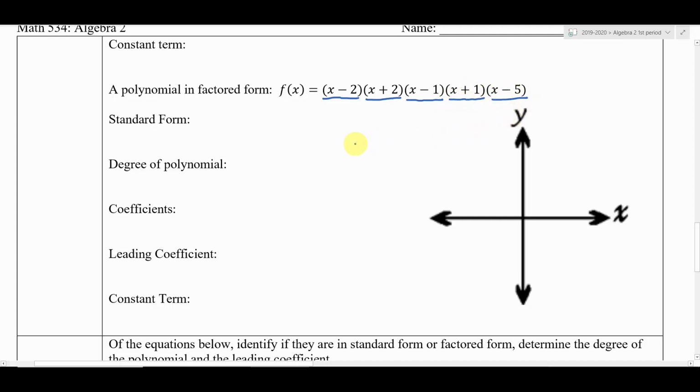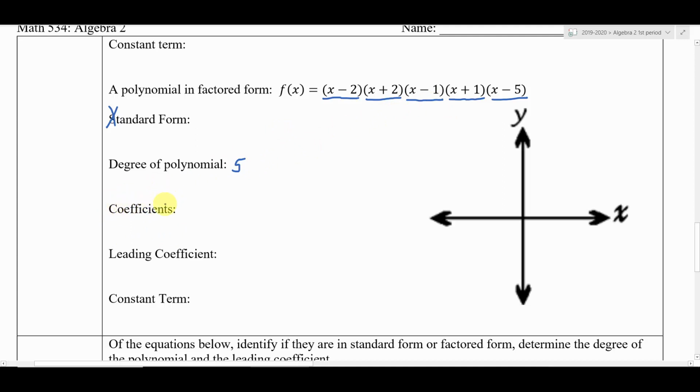And we can count up how many factors we have that have an x in it. So there's 1, 2, 3, 4, 5 of them. So I know the degree of this polynomial is going to be a 5. Okay, so remember, we're not going to be able to see standard form unless we multiply all of these out, which would just be a bear of a problem. So I don't really want to do that for this lesson.